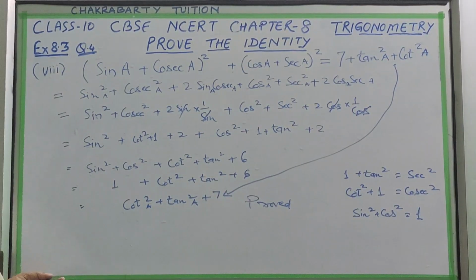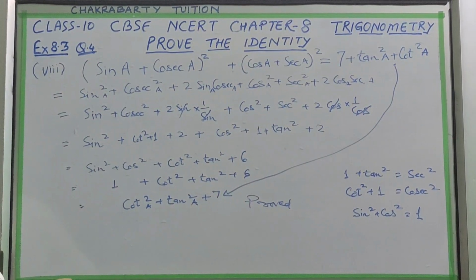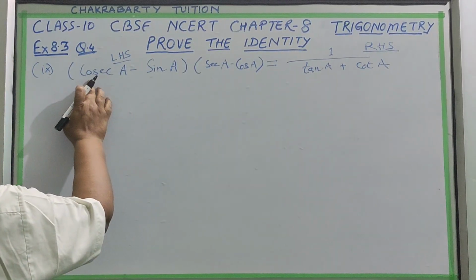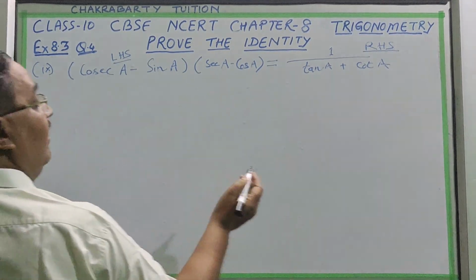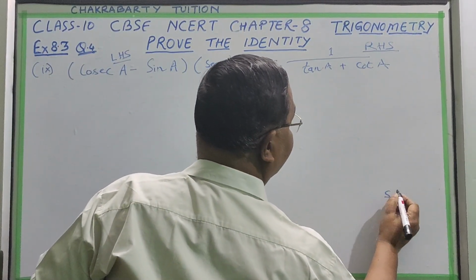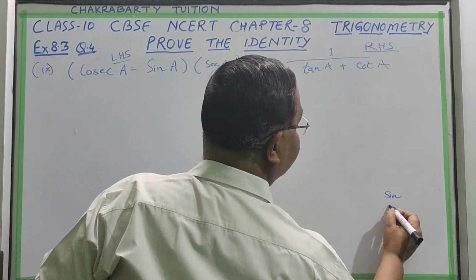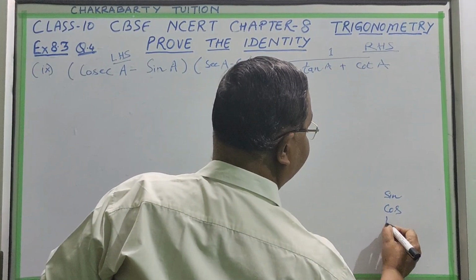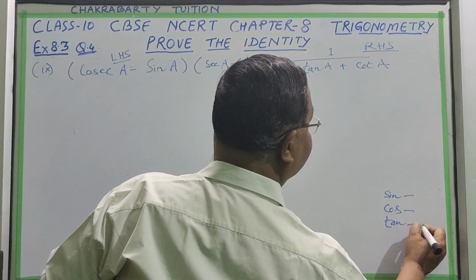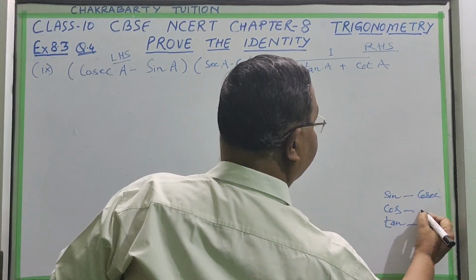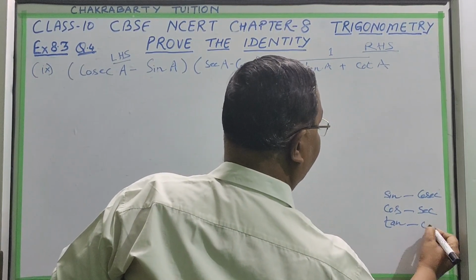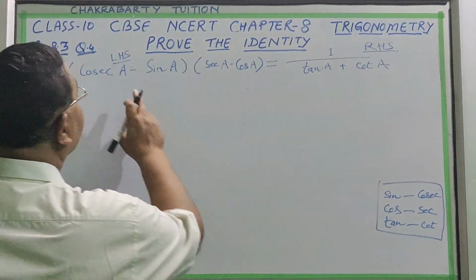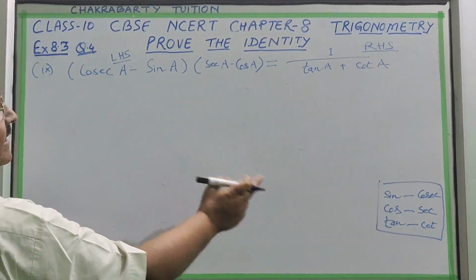Now we will go to question number 9. So here this is there. Cosec we can write it 1 upon sine, because we have sine, cos and tan, and its opposites are cosec, sec and cot. These are the opposites, so this you have to keep in mind. So cosec we can write it 1 upon sine.